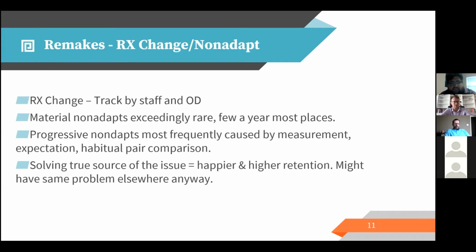And the big thing is not to let people walk out unsatisfied and not to remake for these reasons when they're not the true source. If this is a high source of remakes for you, there's a good chance that it's something else about the troubleshooting or sales or fit process that's causing it. And if you can get to the root cause of the issue, you'll have a much happier patient. They won't want to go anywhere else. And chances are, if they walk into another practice, they may experience the same issue if it really is attributable to that type of problem.